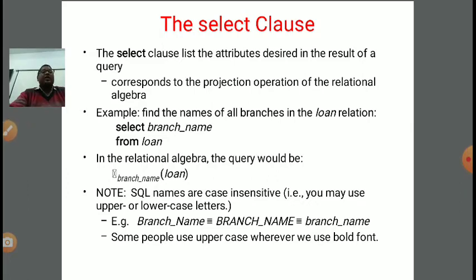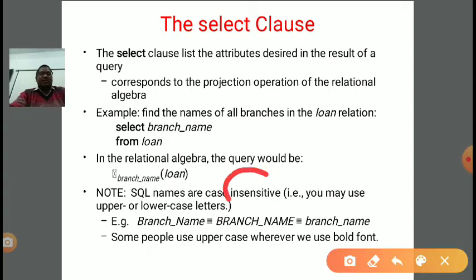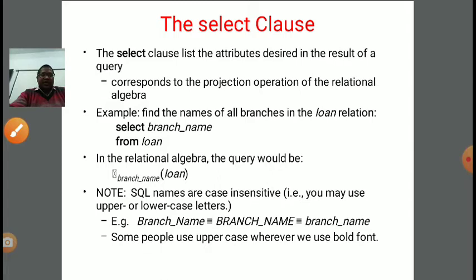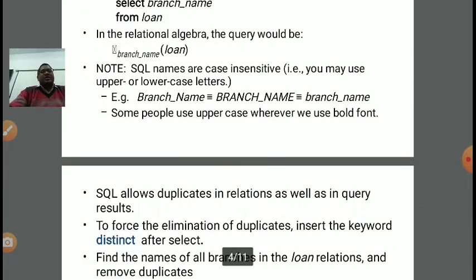Now one note point is written here. SQL names are case insensitive. Insensitive means that you may use upper or lower case letters; they are the same. Very important point. So upper or lower case letters are similar. For example, if we write branch name in all capital letters, toggle case, or all small, all are taken as the same. Some people use uppercase whereas we use bold font, right?